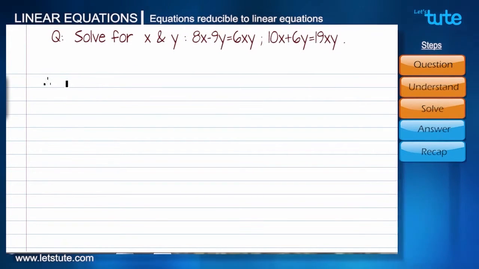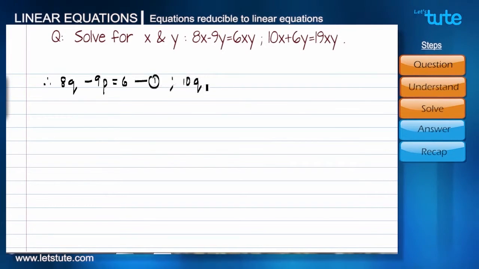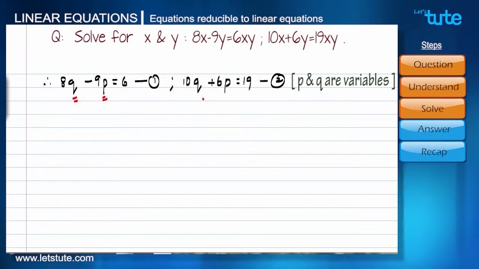Therefore, equations will become 8 into 1 by y, so 1 by y is q, minus 9 into 1 by x, so 1 by x is p, equals 6. So this is equation number 1. And equation number 2 is 10 into 1 by y, that is q, plus 6 into 1 by x, that is p, equals 19. This is equation number 2. And these two are linear equations since we are having two variables and their powers are 1.